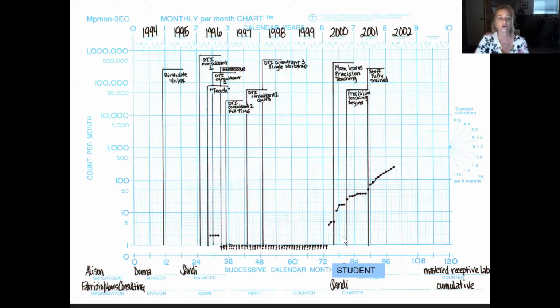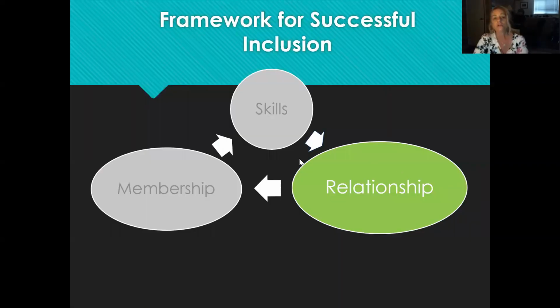Isn't this beautiful that across 1, 2, 3, 4, 5, 6, 7, 8, 9 years of academic intervention, we can see what was actually working. Another great use of a standard acceleration chart. So moving on, we've got the skills, which are pretty straightforward for most people who understand precision teaching and skill building, but now we have relationship skills.